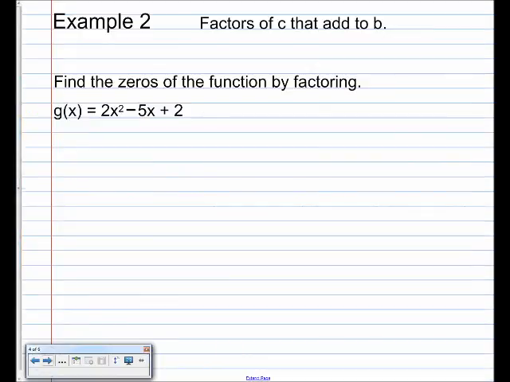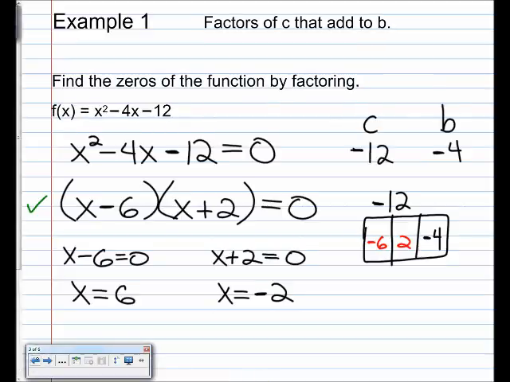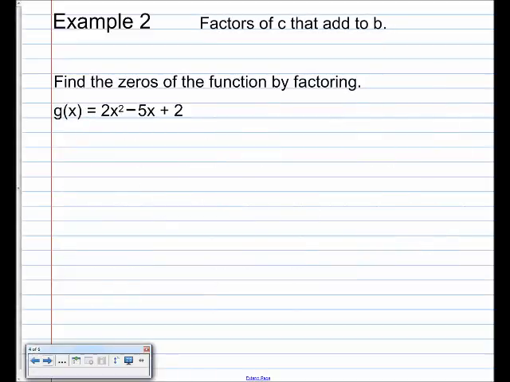Example 2. What looks different about example 2 than example 1? I think, Giselle, you hit it there. It has a number in front of the x squared, right? Because they both have x squared, but this one has a 2. In example 1, it did not have a number in front of x squared. So that means it's going to be a little different when we do this one.